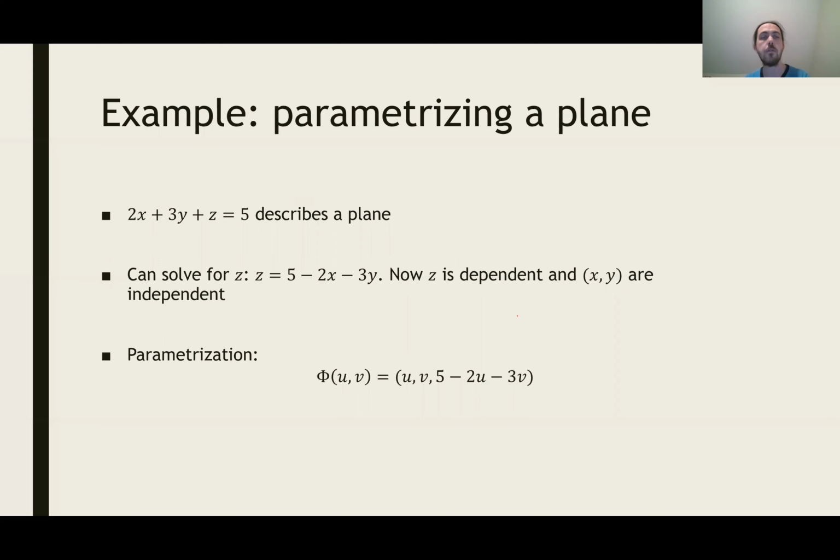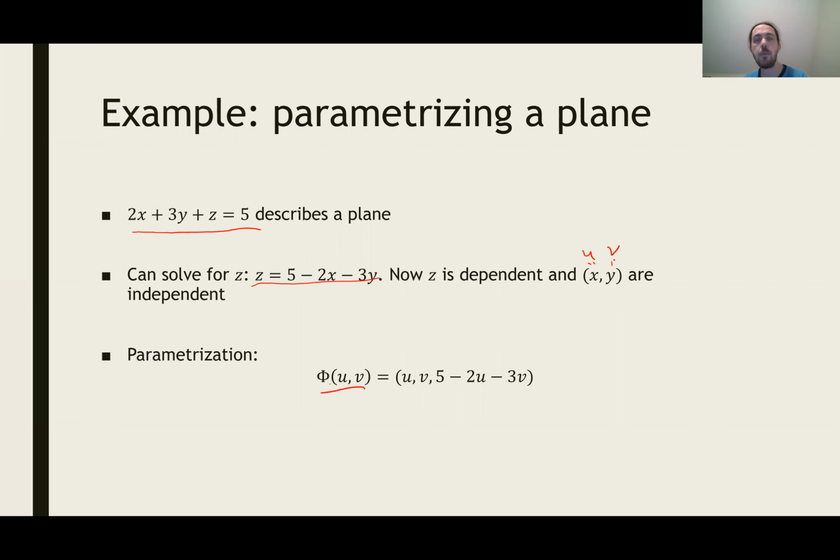So here's an example. We have the plane 2x plus 3y plus z is equal to 5. That describes a plane. What we can do is we can solve for z. We can move everything over to the other side and say that z is equal to 5 minus 2x minus 3y. This makes z dependent. It depends on x and y, and it makes x and y independent variables. And so I'm going to say, let's turn x and y into parameters. Let's say that u is our first parameter and v is our second parameter. I'm going to make x equals u and y equals v.